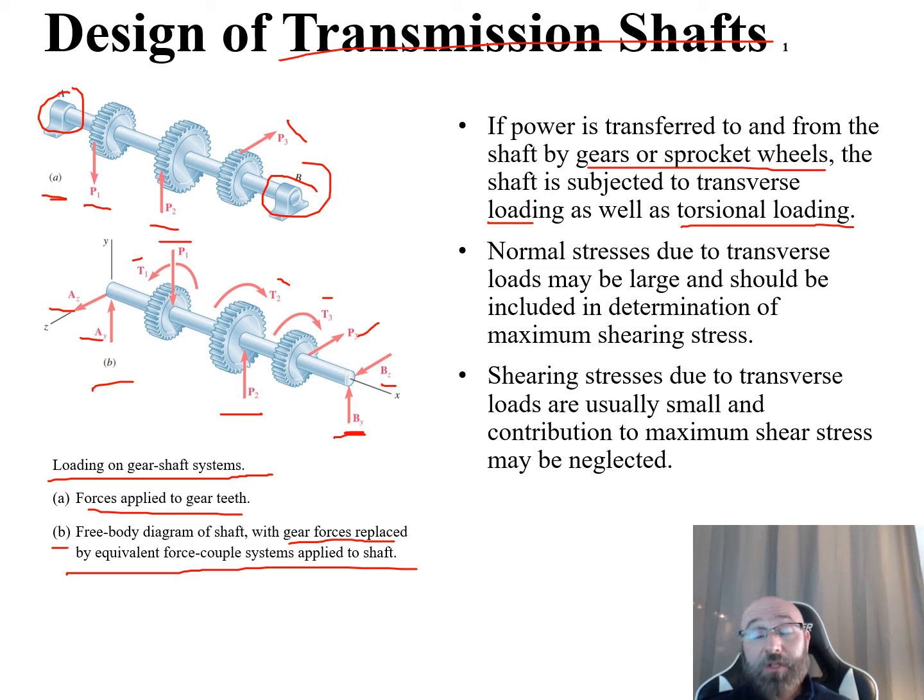Another thing we want to think about is the fact that our normal stresses due to transverse loads may be rather large, and these should be included in the determination of our maximum shearing stress. But our shearing stresses due to transverse loads are usually going to be rather small, and their contribution to our maximum shearing stress may be negligible. This is something in your assumptions and your problem statement, as you're reading through it, that you want to take a look at.